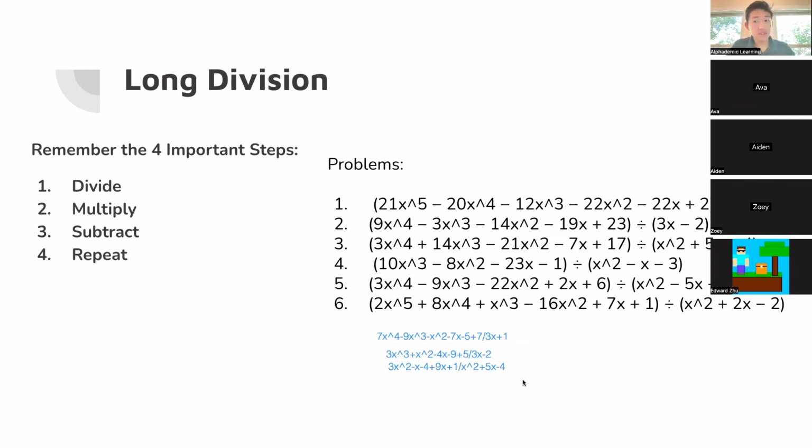Does anyone have any questions or would like to see one of these problems, or any of these 6 problems, solved on paper? Okay, yeah, I can definitely show number 1 on paper. Let me pause share. All right. So number 1.